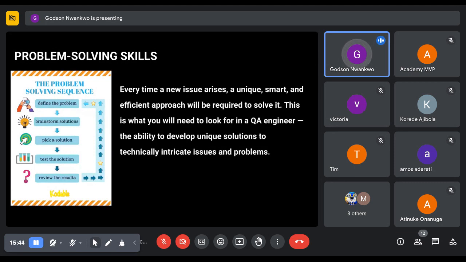So in the diagram showing on the screen, it will run down. Okay, you define the problem. Okay, what is the issue with this application? When you define it, then you brainstorm. Okay, which solution can we apply?